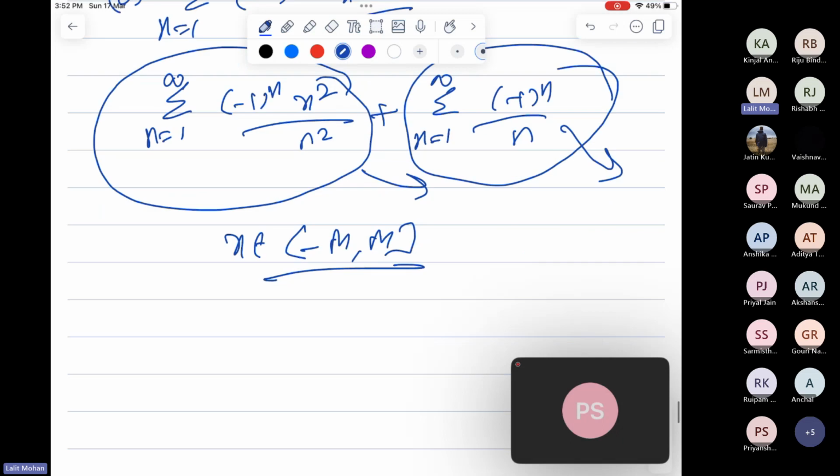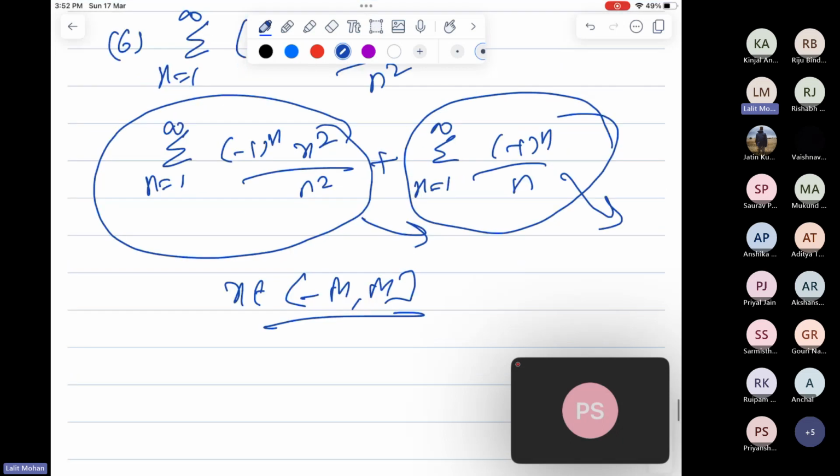Did you do this in the Leibniz test of alternating series? You can easily show that this series is finite. I think you did this in MTL100. This is the alternating series test. One test is called the Leibniz test, and you can show that.